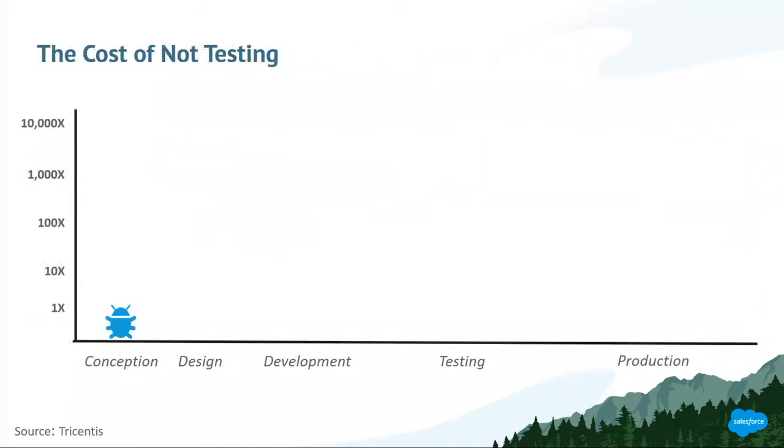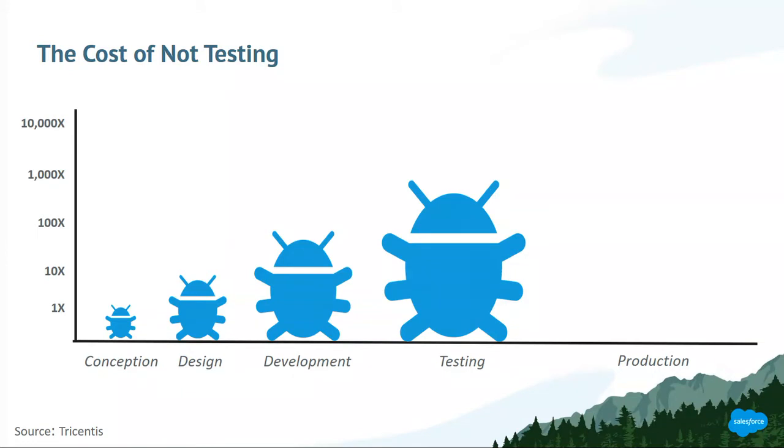All right, so let's talk a little bit about the cost of not testing your data, right? So at the conception stage, if you catch a bug, great, fairly easy to fix. It's real quick, one line of code, doesn't cost a whole lot. If you catch it in the design stage, it's going to cost about 10 times more to actually fix that bug. At development stage, it's around 100 times. Testing, it's about 1,000 times.